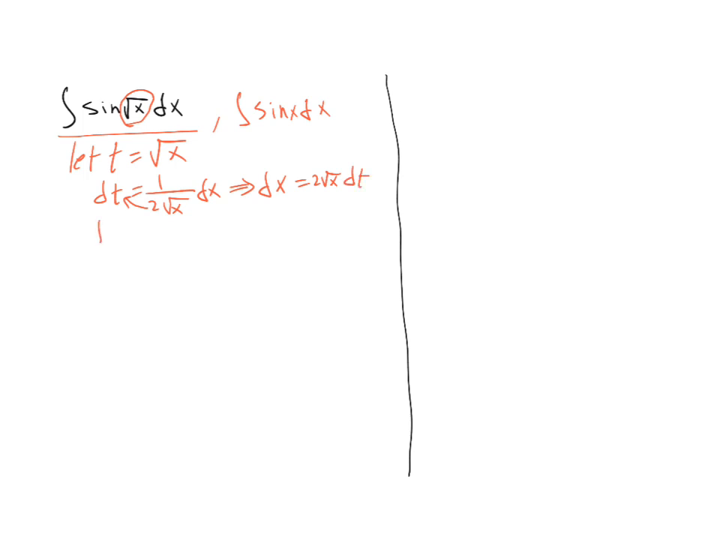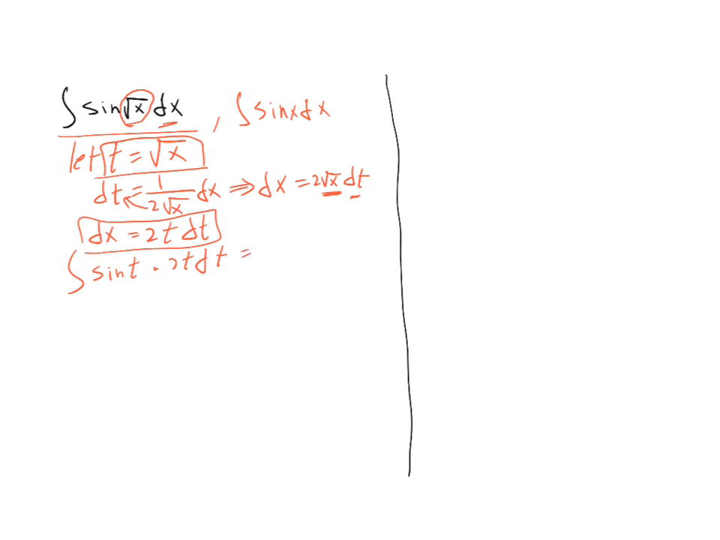So we can write dx equals 2, and we know square root of x is just equal to t. So replace square root of x by t, multiplied by dt. Now in our integration, replace all x's with the new variable t. So the integration of sine square root of x is just sine t multiplied by dx. We calculate it now. dx is equal to 2t dt.